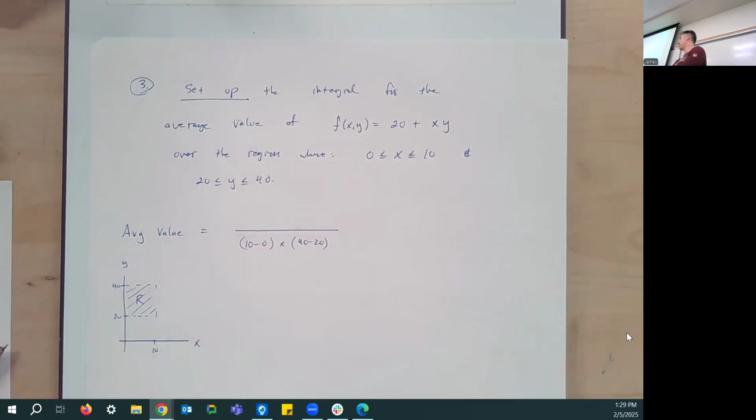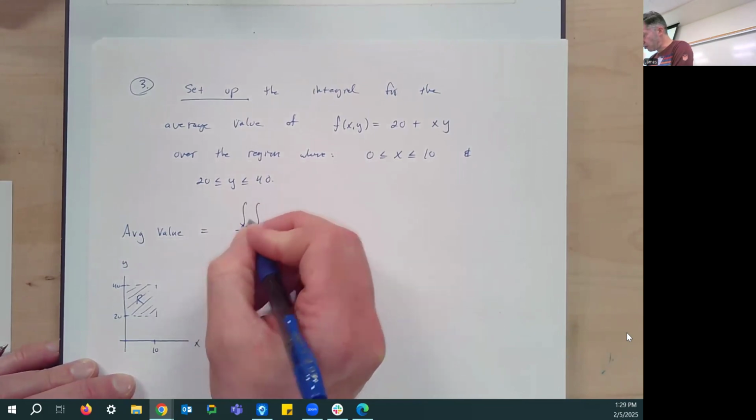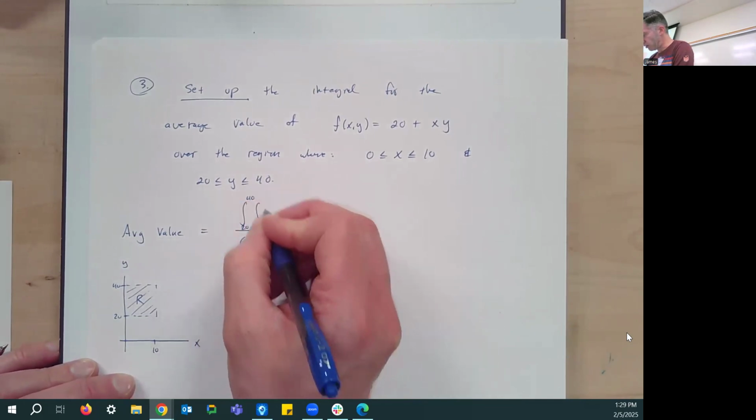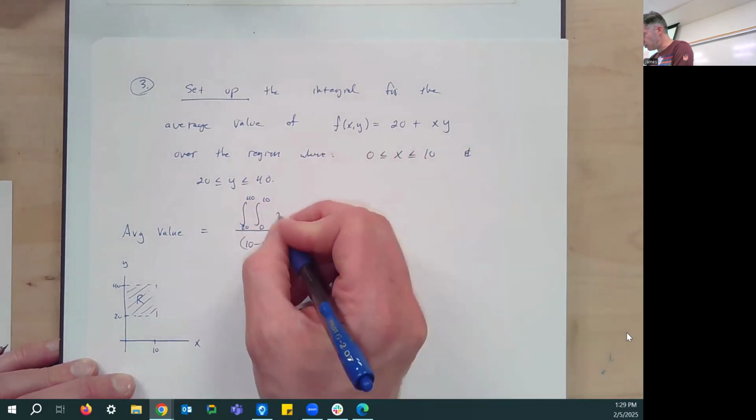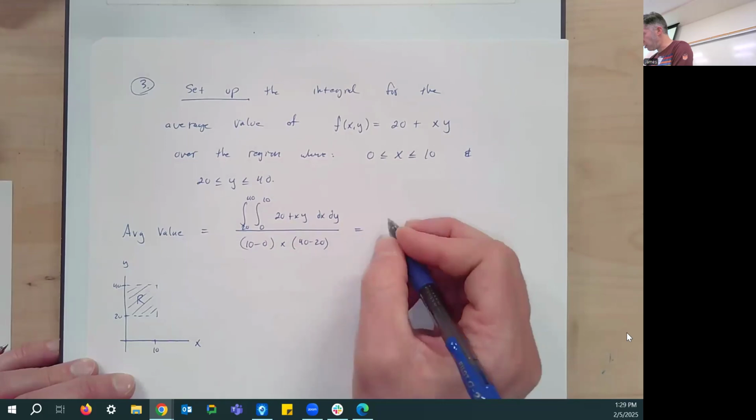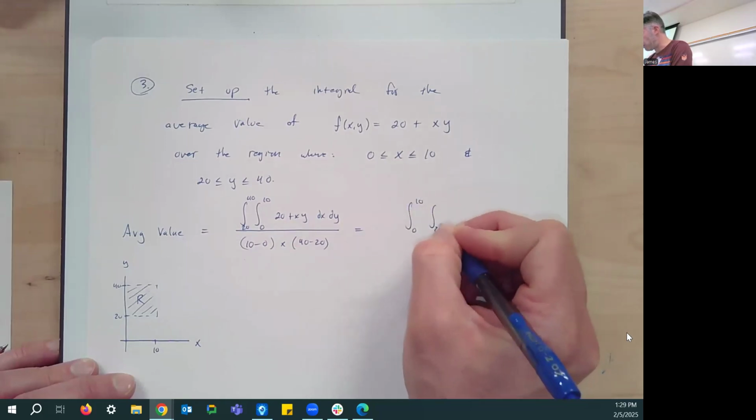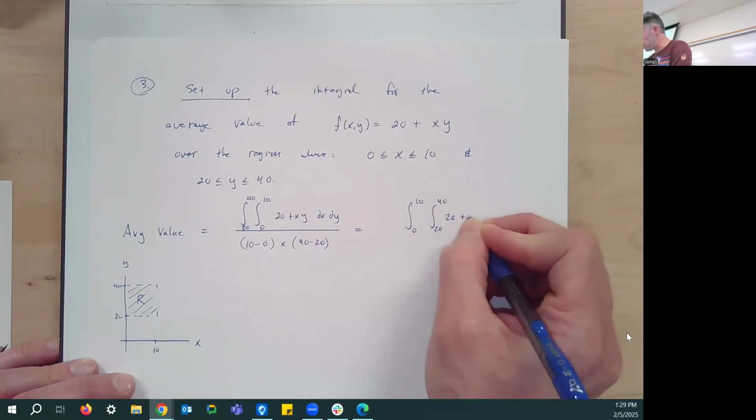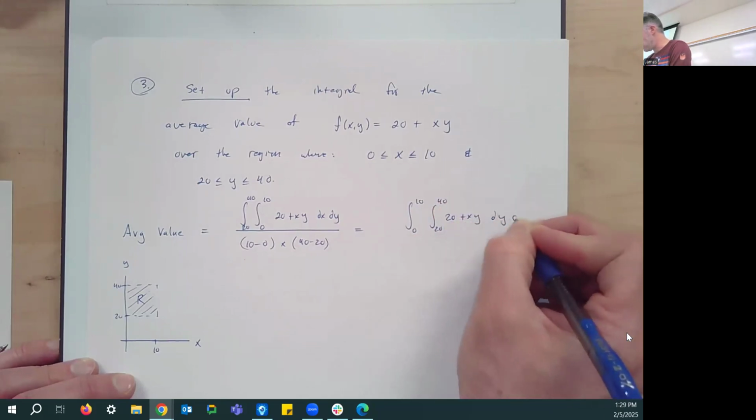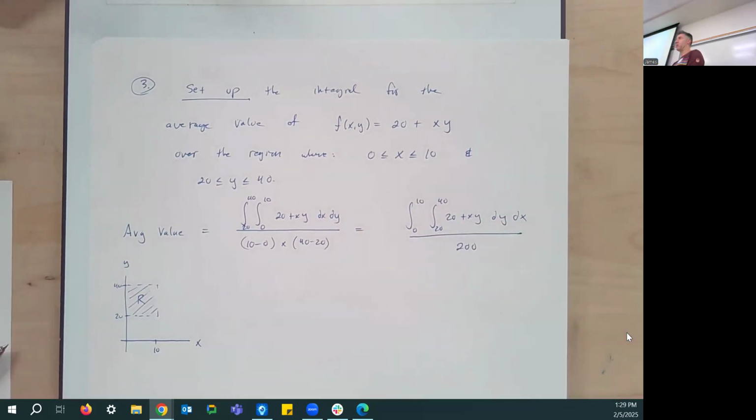And then for my volume, my double integral, you set it up in one of two ways. It can either be the double integral from y equals 20 to y equals 40, and then x equals 0 to x equals 10 of my function, and then it's going to be dx dy. Or if you prefer, you can set it up the opposite way. x goes from 0 to 10, y goes from 20 to 40, 20 plus xy dy dx, all over 200. Either way is totally legit.